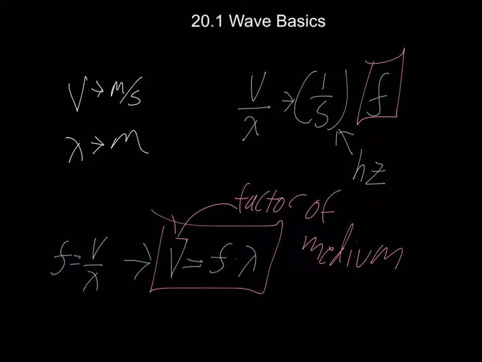So if we keep the medium the same, and let's pretend that we increase the frequency, we're going to see an equal decrease in the wavelength. So that means that frequency and wavelength are inversely proportional. When one goes up, the other one has to go down. When one goes down, the other one has to go up, if we're keeping the medium the same.